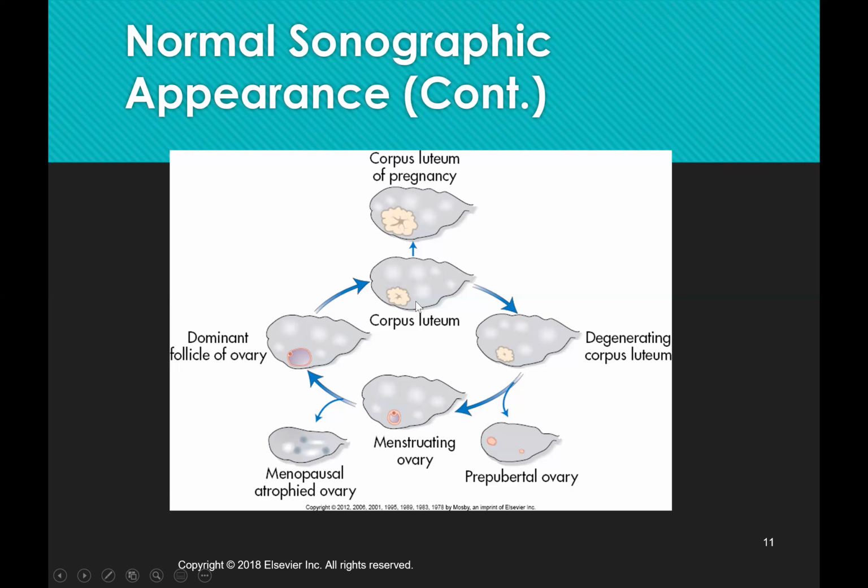If the ovary doesn't get the signal that there has been pregnancy, it degenerates, and then it starts over again. So these two are the follicular phase, these two are the luteal phase. Now, if a patient does become pregnant, the corpus luteum is going to get larger and stay for the first 12 weeks.